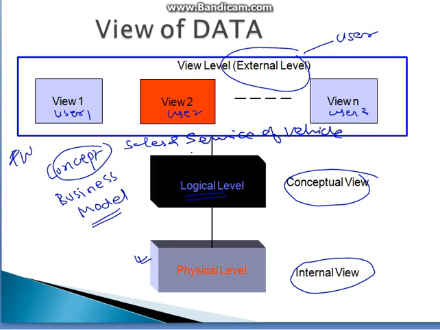So the complete database at this logical level will be the business model, and at the physical level there will be the actual data, the data in the raw format or the format which we expect, available over here. So in the next slide we are going to see data independence.